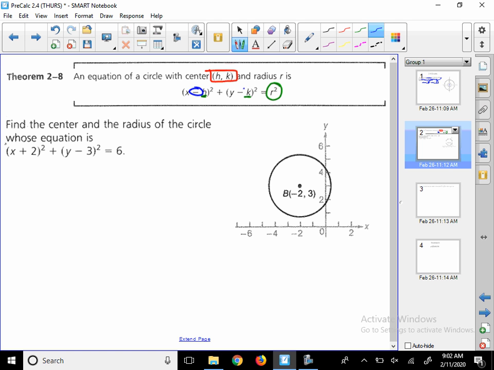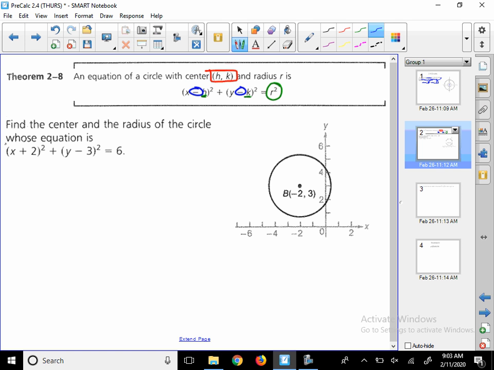Another thing to pay attention to here is your signs. They are subtraction, so inside those parentheses, your signs will always be opposite of what you see. So if you see, for instance, x plus 7, the x value would actually be negative 7. If you see y minus 10, the y value would actually be positive 10. You'd be going up 10. And to get that radius, always make sure you square root whatever that r squared is. The sign in the middle is always plus, and that's really all there is to the equation of the circle.